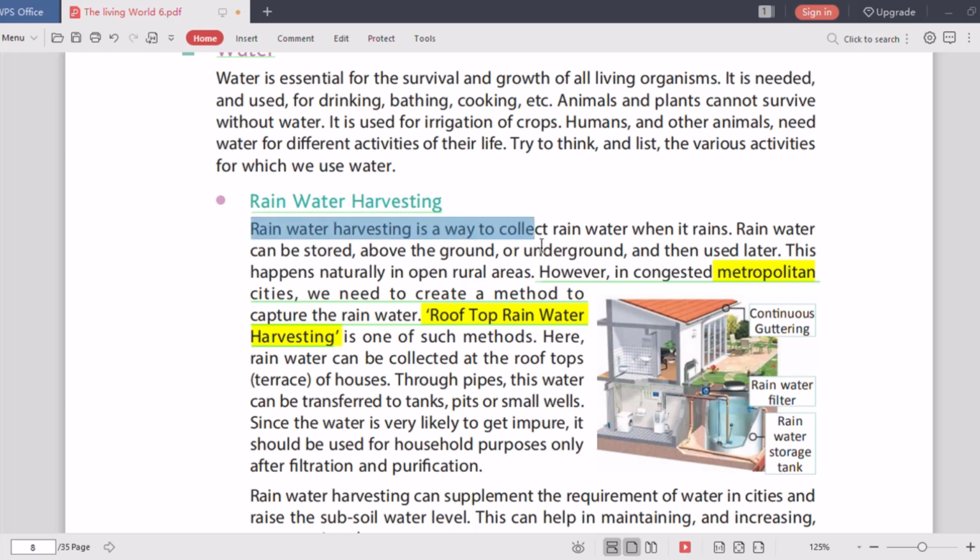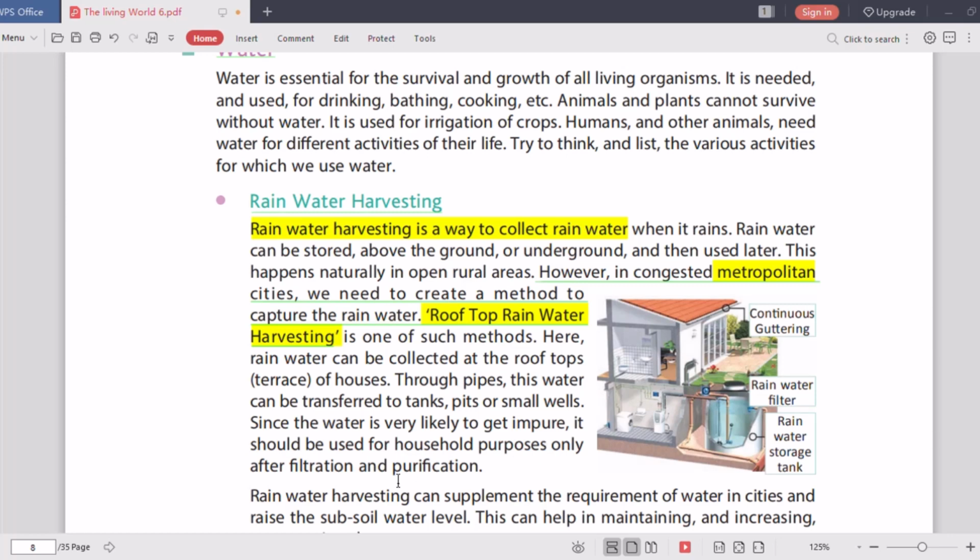So rainwater harvesting is a way to collect rainwater when it rains. Rainwater can be stored above the ground or underground and used later. In congested cities, we use rooftop rainwater harvesting. Water from the rooftops of houses is supplied through pipes and transferred to tanks or a small well. Sometimes it gets impure, so it should be used for household purposes only after filtration and purification of water.